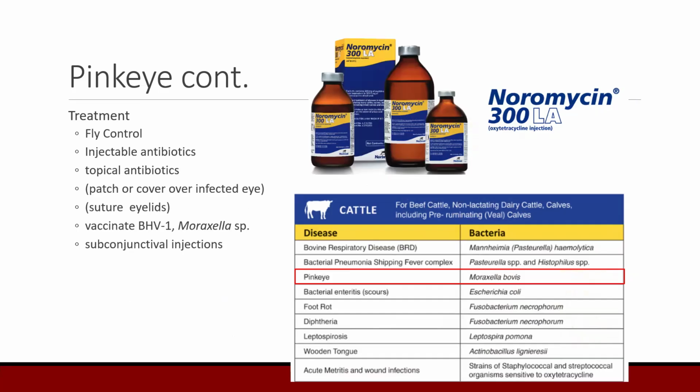Okay. Pink eye control. Okay, so if flies cause pink eye, one way we can control pink eye is to implement fly control. So that could be fly tags in the cattle, or pour-ons, keeping areas clean, right? Then injectable antibiotics. So these oxytetracyclines are probably my go-to for the treatment of pink eye.